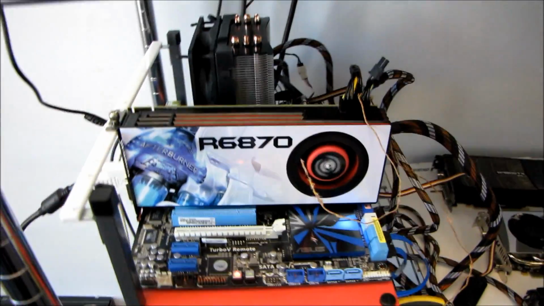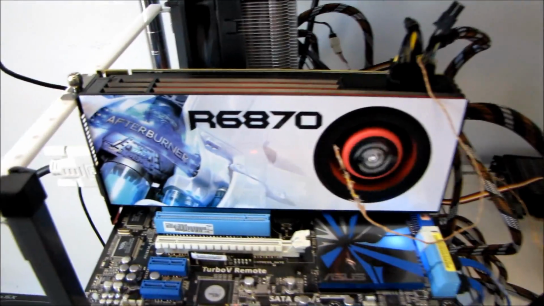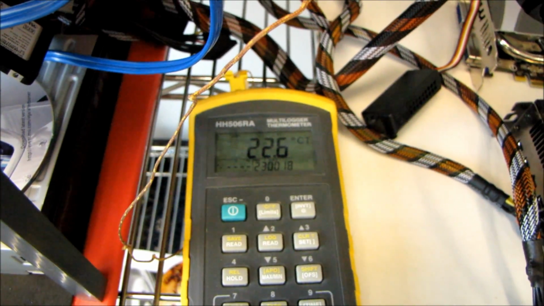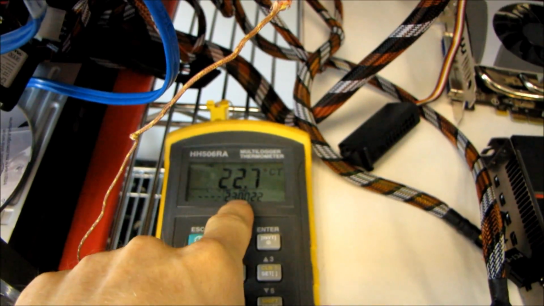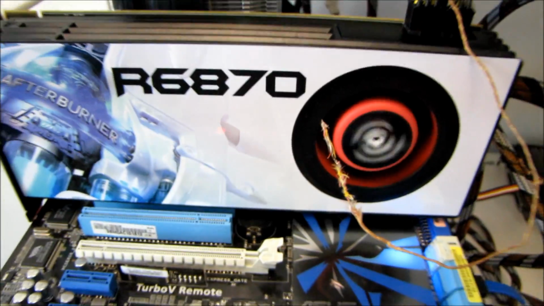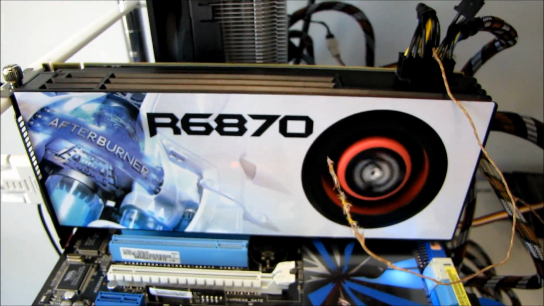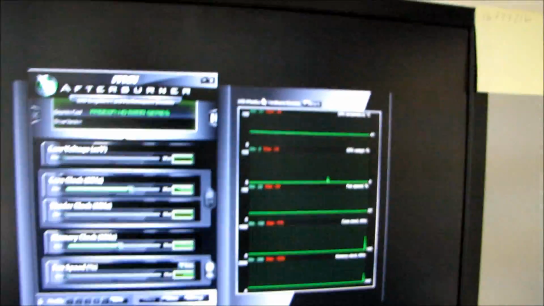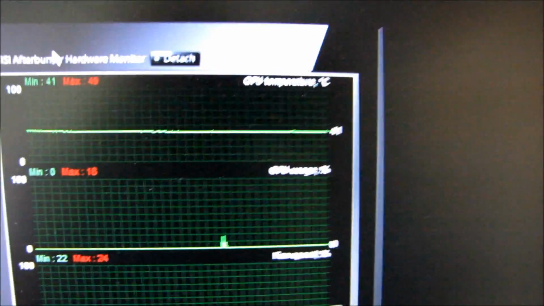This is going to be a quick video on the temperatures and noise of the Radeon 6870. So I've got my handy dandy little thermometer here showing us the room temps, because remember, if the room temperatures go up by even 1 degree, then the card temperatures will go up by exactly 1 degree. Those are the rules, they must be obeyed. So whenever you're comparing temperatures, you have to know the ambient temperature.